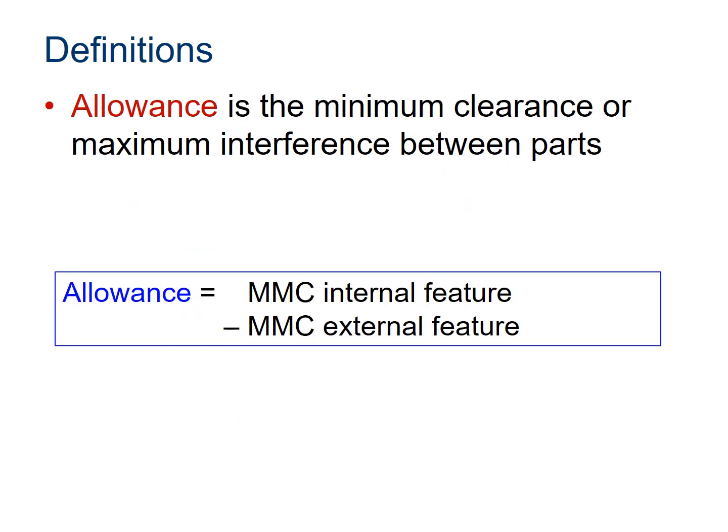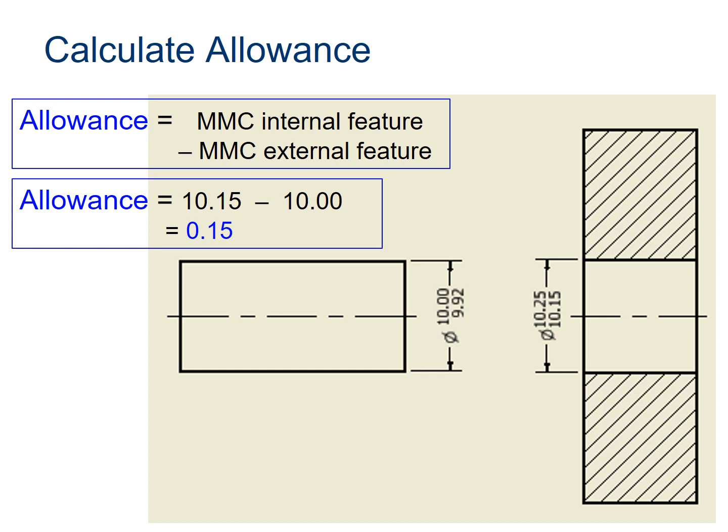So allowance, that's the minimum clearance, or maximum interference, between the parts. In this case, my allowance would be my minimum material condition of the internal feature minus my maximum material condition of my external feature. So that's going to be 10.15 minus 10.00, and that works out to be 0.15. That's how much allowance I have there.